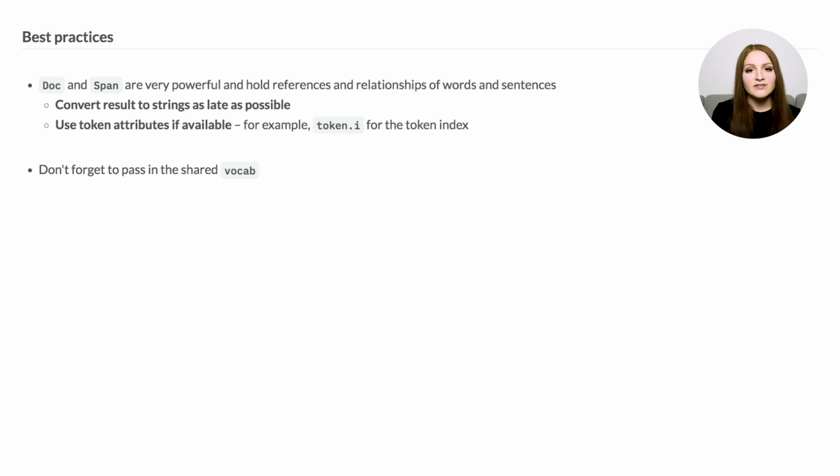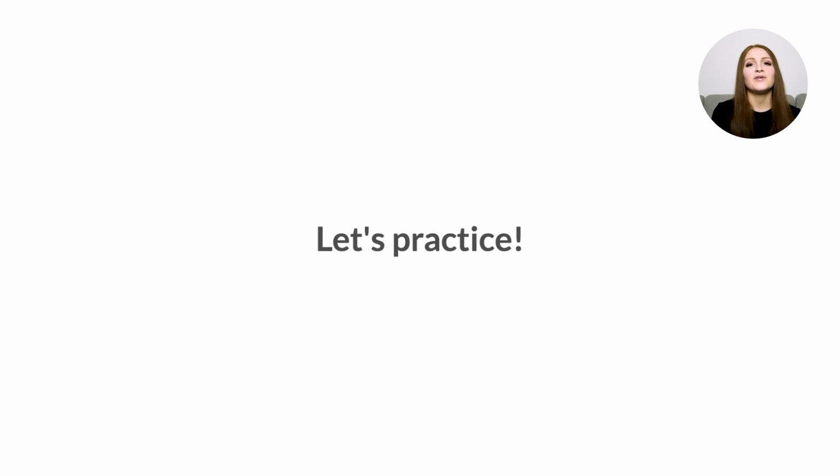To keep things consistent, try to use built-in token attributes wherever possible. For example, token.i for the token index. Also, don't forget to always pass in the shared vocab. Now let's try this out and create some docs and spans from scratch.